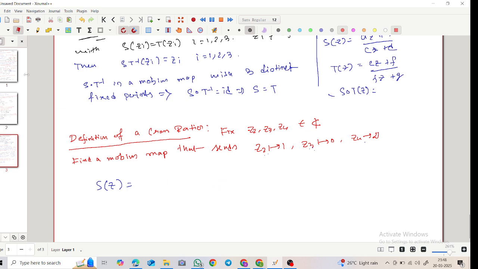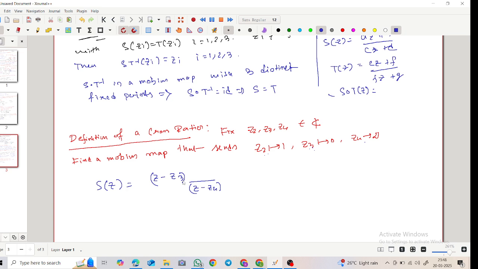Let's do all over again. So you see, you have to send Z3 to 0, right? So first, in the numerator, you have to have this expression, Z minus Z3, right? So in the numerator, you have to have this expression, right? Correct? And in the denominator, you have to have this expression. Correct or not?